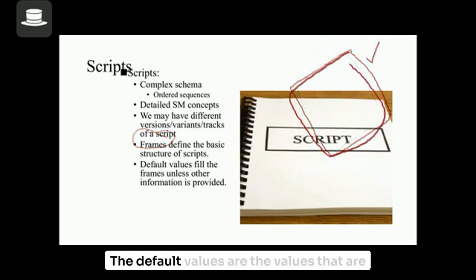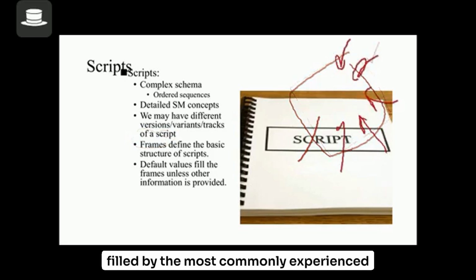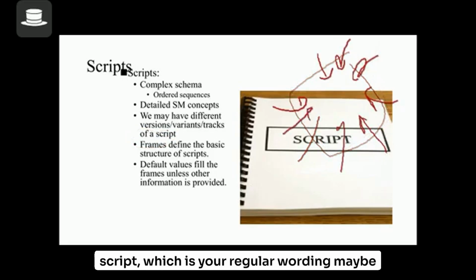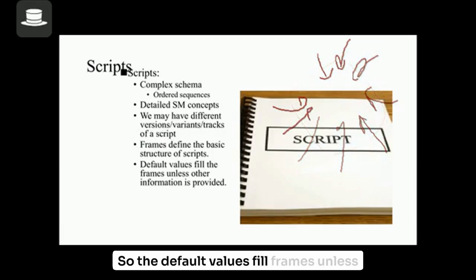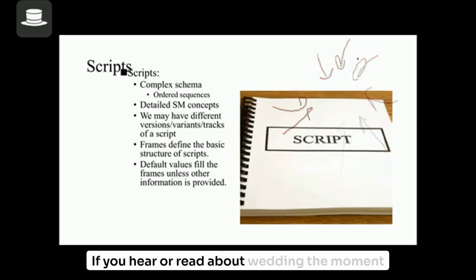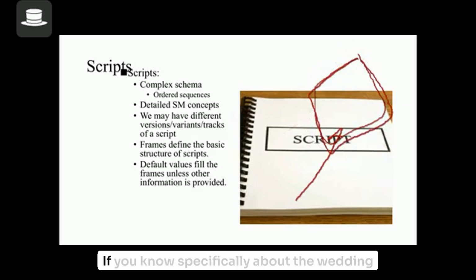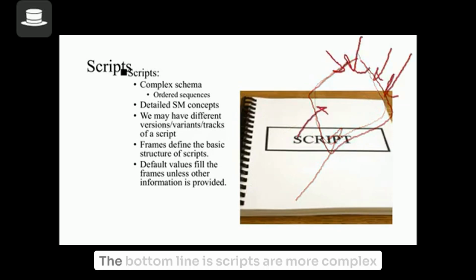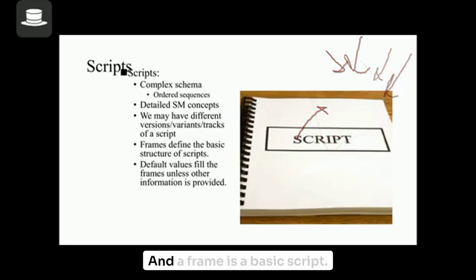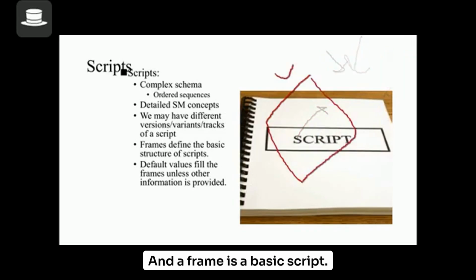The default values are the values that are filled by the most commonly experienced script, which is your regular wedding, maybe American wedding. So the default values fill frames unless other information is provided. So in other words, if you hear or read about wedding, the moment you read about it, the default values are put in. If you know specifically about the wedding you're talking about, oh, this Indian wedding, then the specific version of the script kicks in. The bottom line is scripts are more complex schemata, and a frame is a basic script for a given situation.